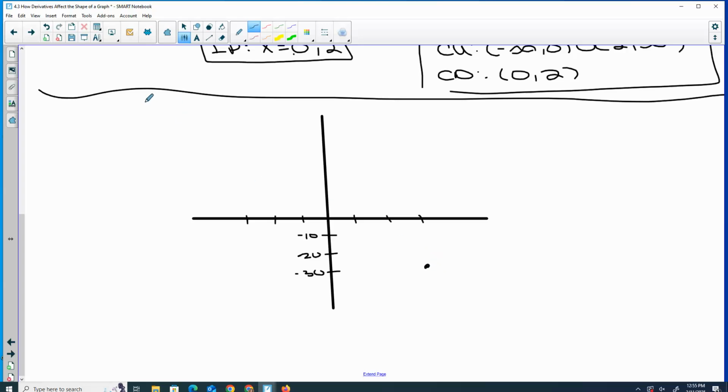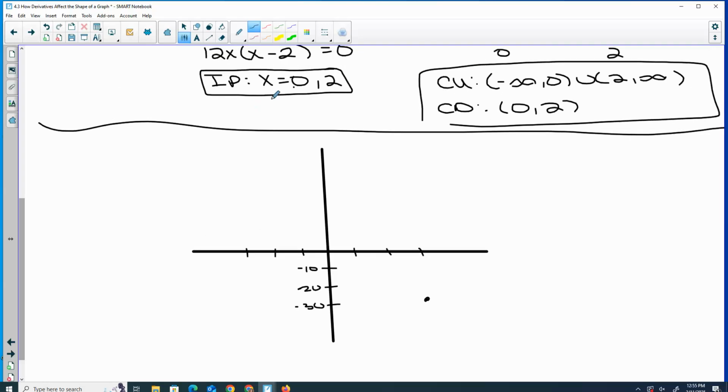Alright, I also want to mark my inflection points. We have them written as x equals, but if I'm going to put them on my graph, we need the ordered pairs. How do I get the y's? Plug it back into the original. Alright, if we put 0 into the original, we get 0. For inflection points, I mark them as an x on our graph. Okay, so 0, 0 is an inflection point, I'm going to put an x there.